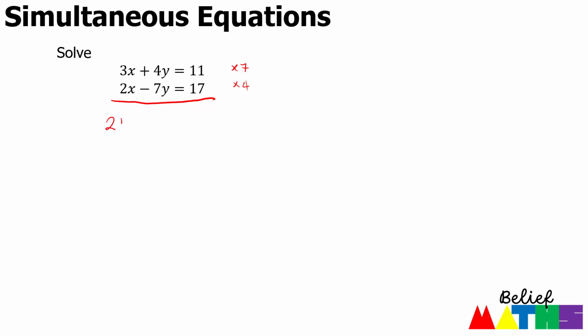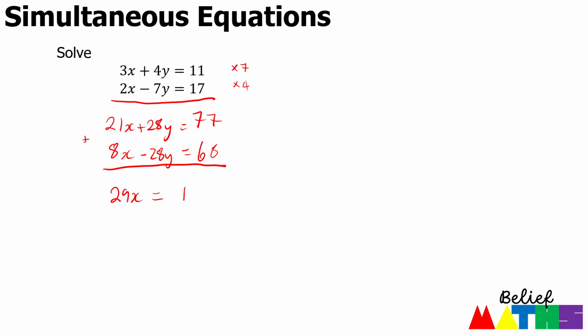That gives us 21x plus 28y is equal to 77, and we get 8x minus 28y is equal to, now 17 times 4, again, you have your calculator, so don't be afraid to pick it up. 17 times 4 gives you 68. And now, because they're different signs, I'm going to add these two lines together. So that gives us 29x is equal to 77 plus your 68, which gives you 145. And then, by dividing by 29, x is equal to 5.